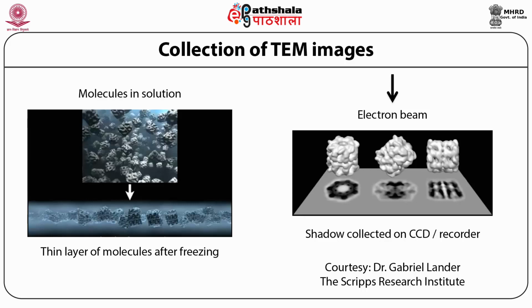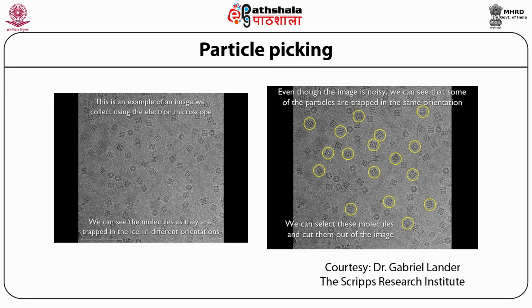Once these images are collected, basically these images are 2D images of three-dimensional structures. And from these images, you need to reconstruct the three-dimensional structure. Once you have these particles, this is an example structure.